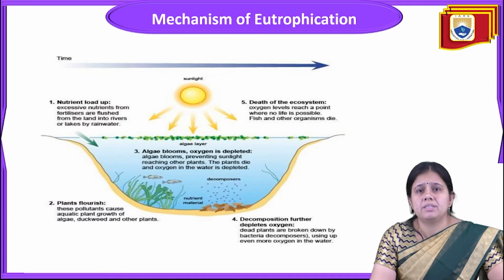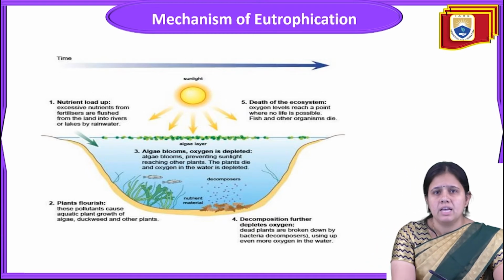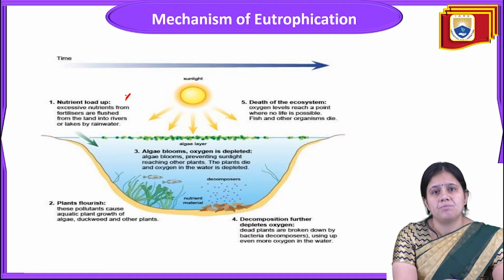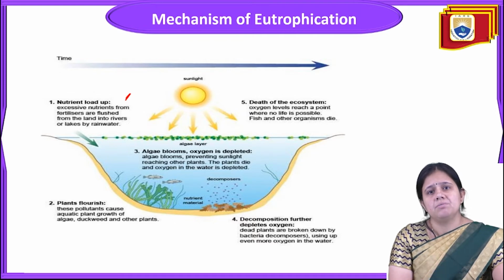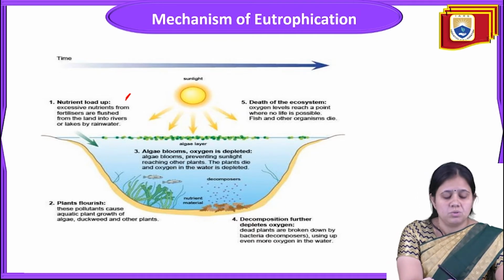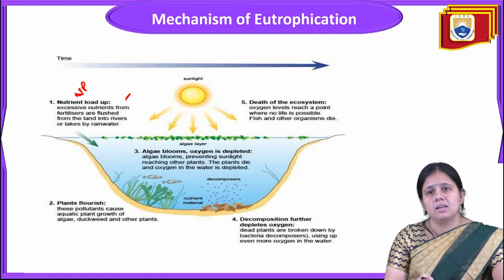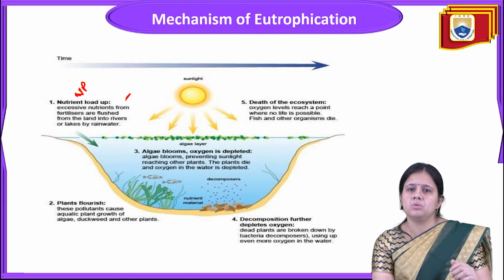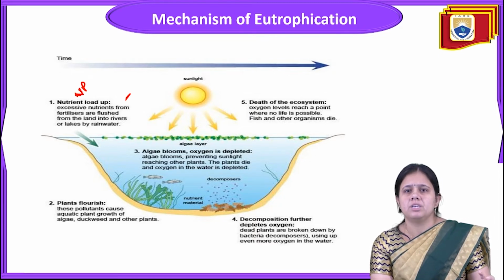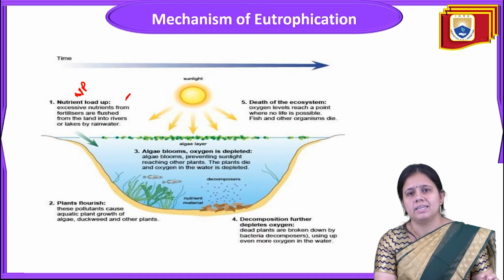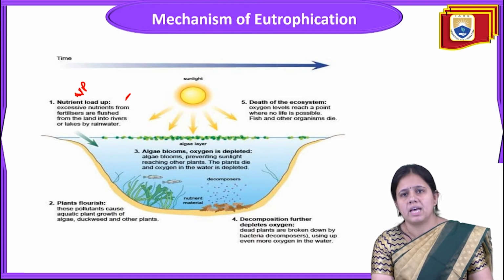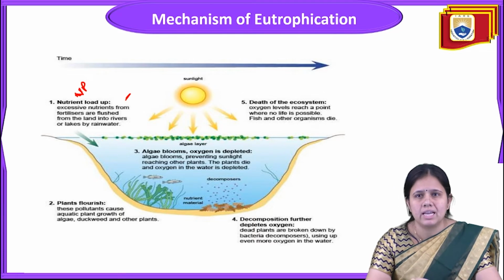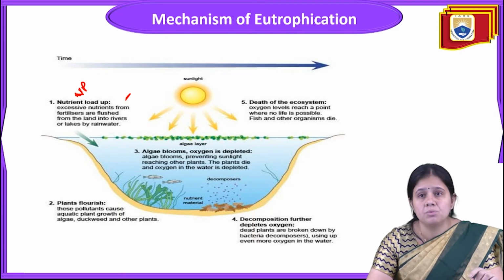So in this picture, you can understand what will happen. Nutrient load is there, that is, excessive nutrients from fertilizer are flushed from the land into rivers or lakes by rainwater. So these nutrients, NPK, nitrogen and phosphate, and sunlight are there. What will happen in the second step? This will nourish the plants. These pollutants cause aquatic plant growth, and algae, duckweeds and other plants are there. And then due to the sunlight, algal bloom will happen.